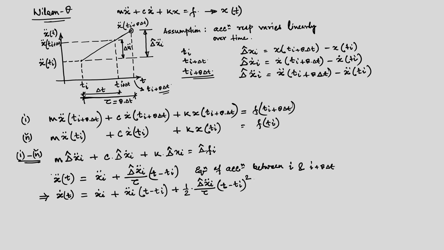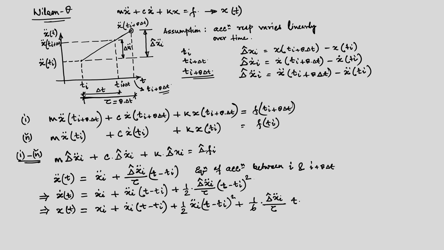So, we started with the assumption on acceleration, and from that we get velocity, and then again if we continue the same process, we will also get the displacement. So, what is the displacement? We will have x_i plus x_i dot times (t minus t_i) plus half x_i double dot (t minus t_i) whole square plus 1/6 delta x_i double dot hat divided by tau, then (t minus t_i) cube.